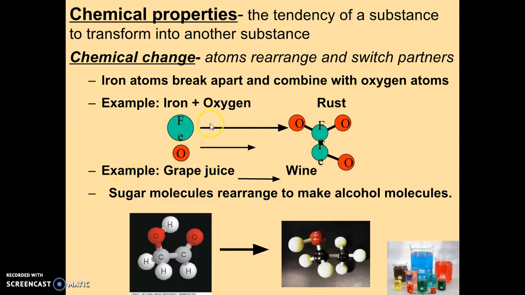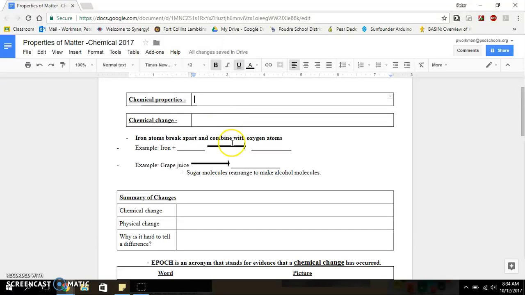So you want to make sure that you go ahead and fill in the blanks for iron plus oxygen and what it equals, rust or iron oxide, and then grape juice rearranging its sugar molecules to make alcohol molecules. So grape juice to wine.